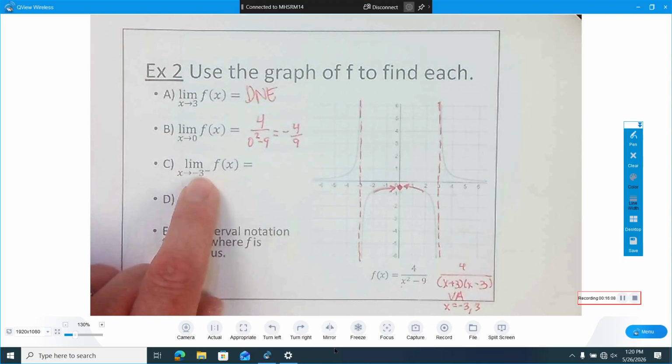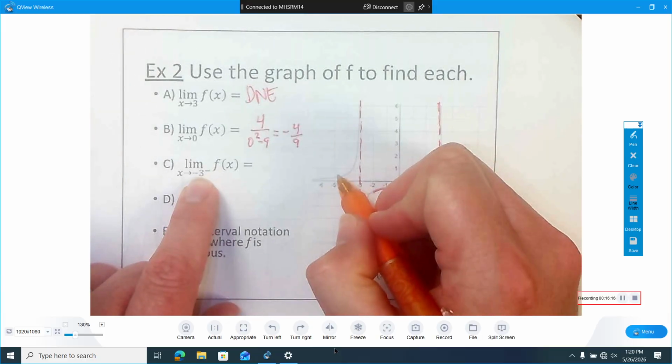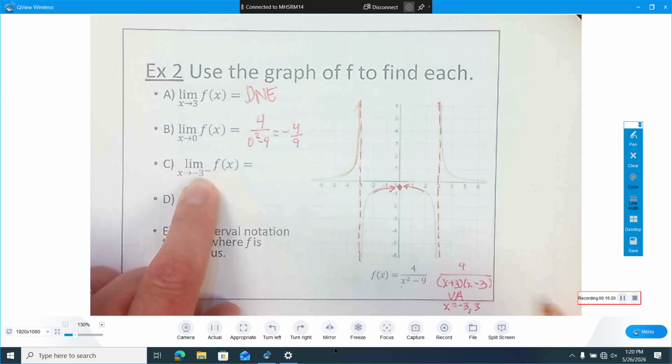All right, what is the limit as we approach -3 from the left-hand side? From the left of -3, I'm tracing on my function, it's going up, up, up, up, up. It's going up to where? +infinity.